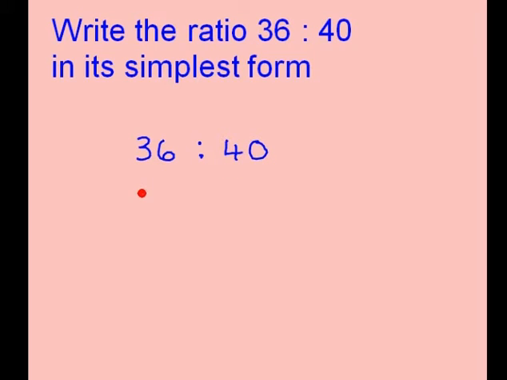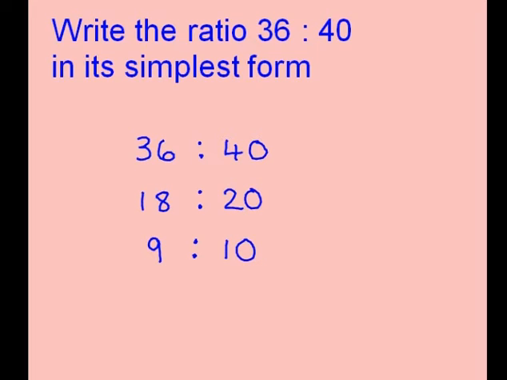Half of 36 is 18, and half of 40 is 20. If I look at these numbers, I see that I can halve again. Half of 18 is 9, and half of 20 is 10. I can't halve anymore. Now, looking at these two numbers, I can see that there's no number that goes into 9 and into 10, so I'm going to have to leave it like this. 9 to 10 is the simplest form.